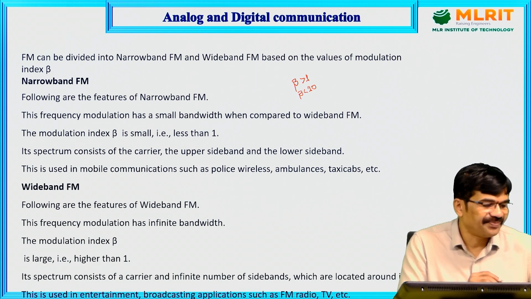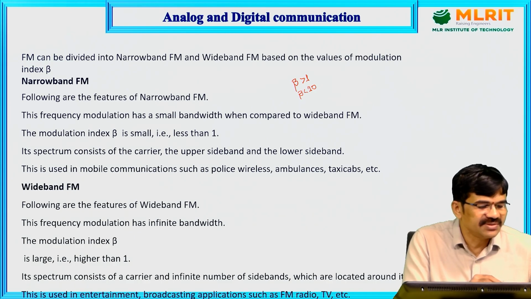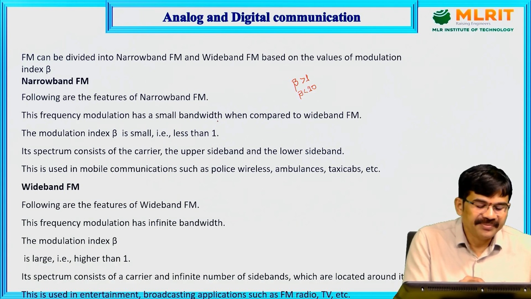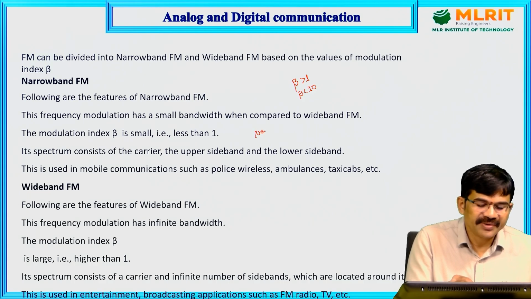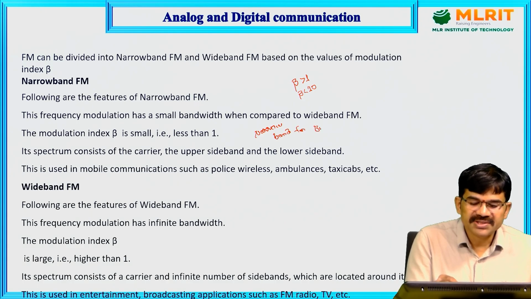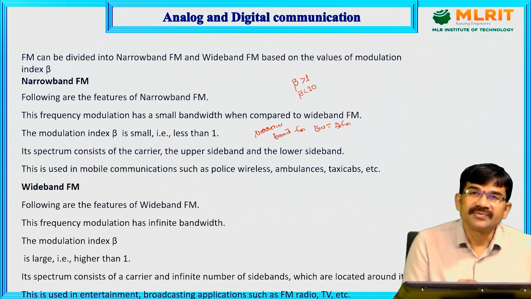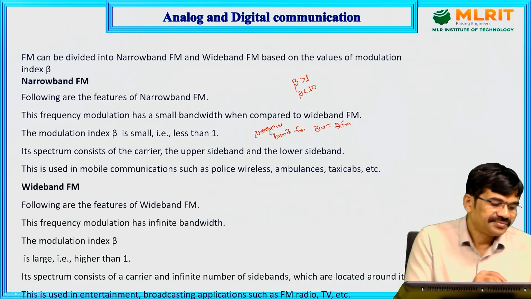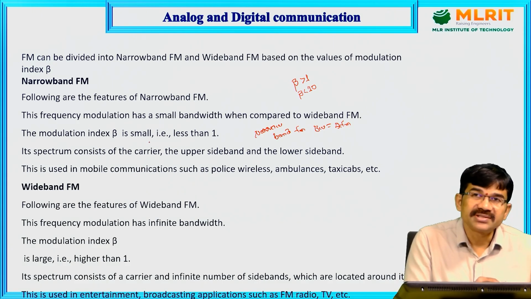So what is narrow band FM? The frequency modulation has a smaller bandwidth compared to wide band FM. In narrow band FM the bandwidth is equal to 2 fm, same as the amplitude modulation bandwidth. So the narrow band FM bandwidth is smaller because the modulation index is small.